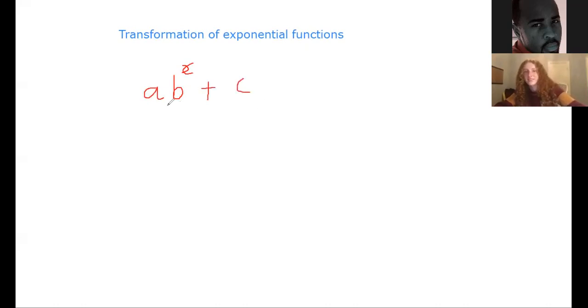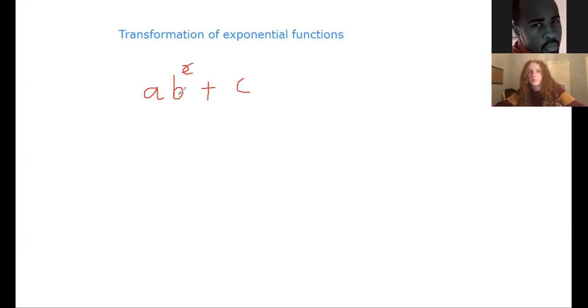So, exponential function transformations. As you know, the basic exponential function has these characteristics. It has a base we call b, an exponent we call x, a coefficient for that base which we call a, and a constant which we call c. Is that clear? Yes.